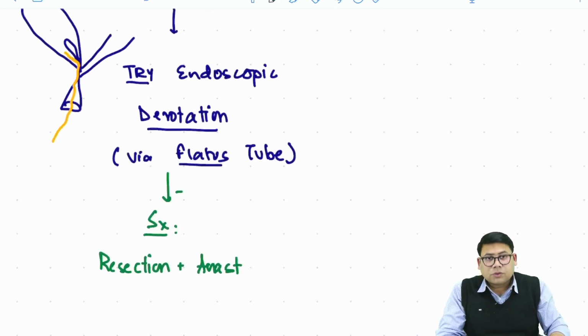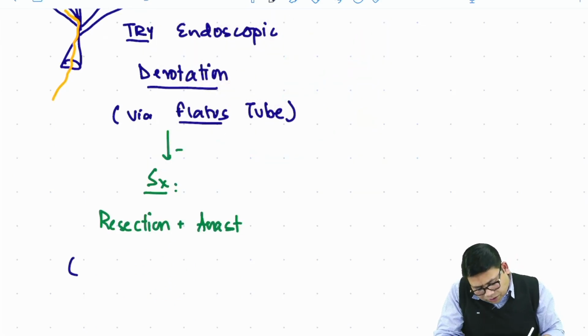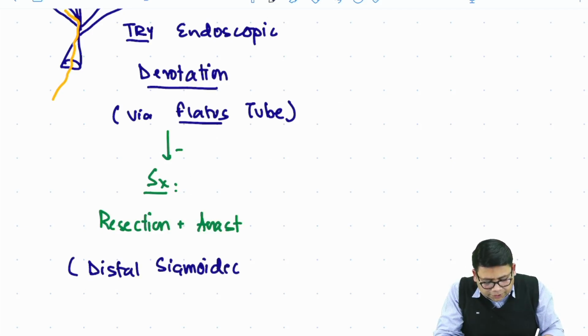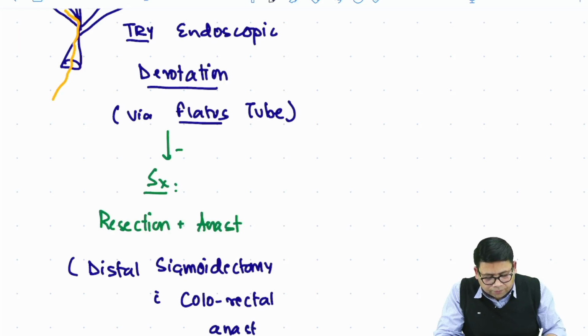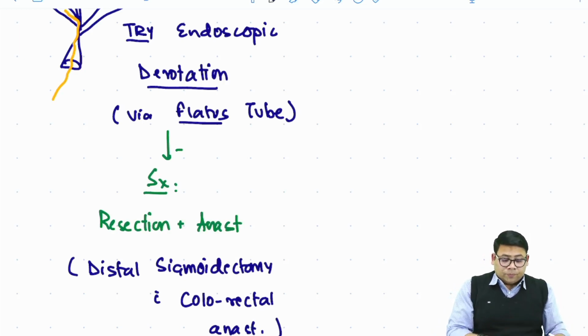Resection plus anastomosis. This is very, very important. When you're talking about resection plus anastomosis, what do we go for? We go for a distal sigmoidectomy with colorectal anastomosis. Colorectal anastomosis, so this is what is done. With the descending colon, you anastomose the rectum.